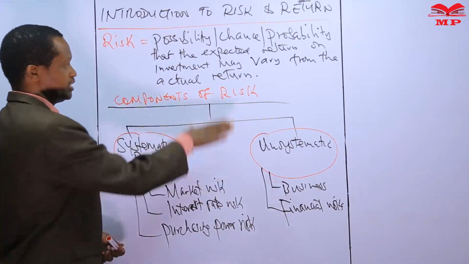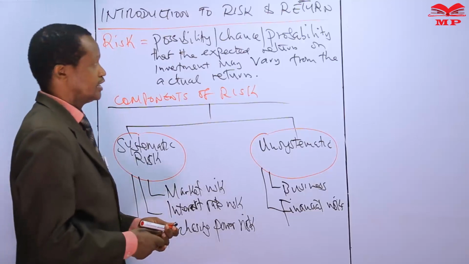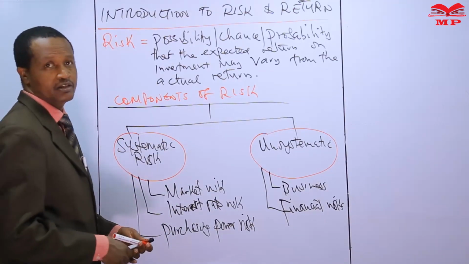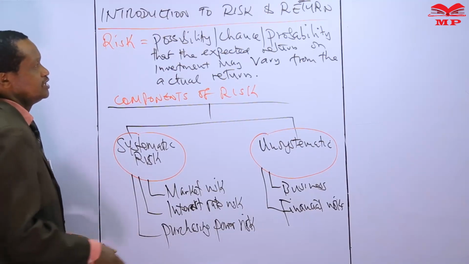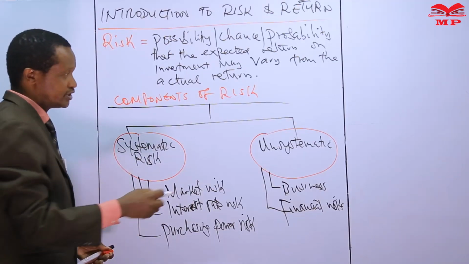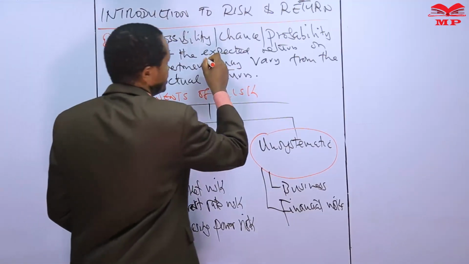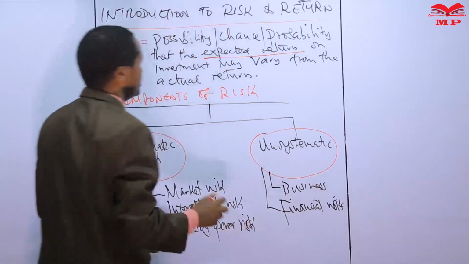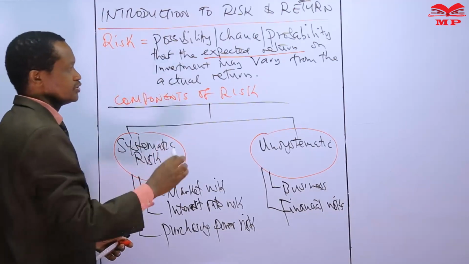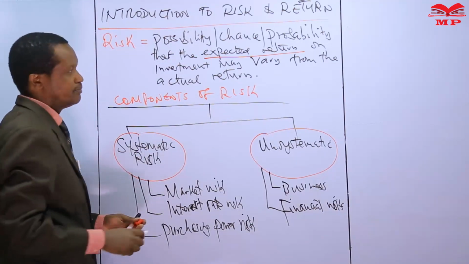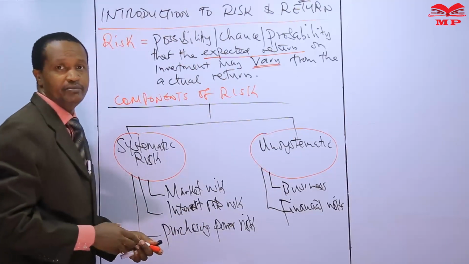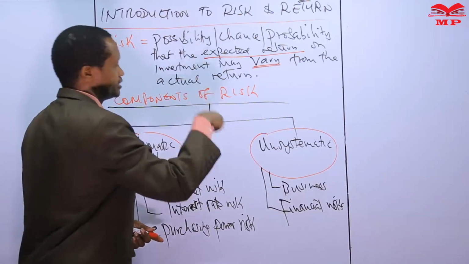That's what we covered under our first lesson. We gave the meaning of the term probability. We gave the meaning of the term risk, and we say that risk is the chance that the expected return on investment may vary from the actual return. So risk is measured by the variability in returns.